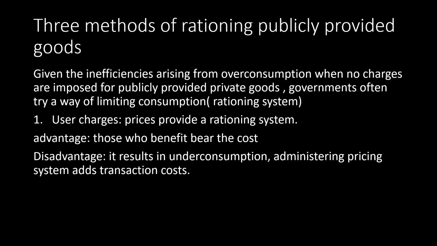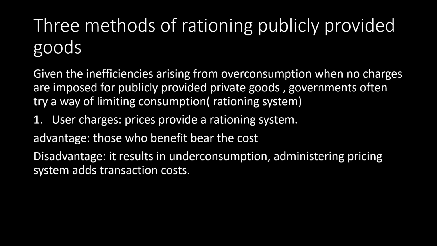So we have three methods of rationing publicly provided goods. Given the inefficiencies arising from overconsumption, which we have seen previously, when no charges are imposed for publicly provided private goods, governments often try a way of limiting consumption. This is called the rationing system.